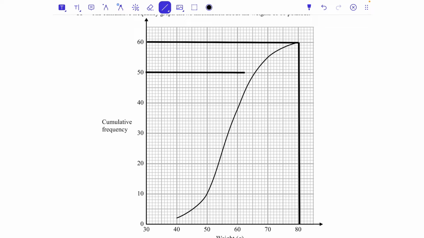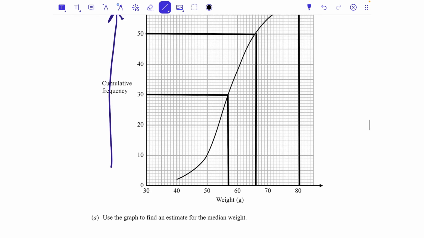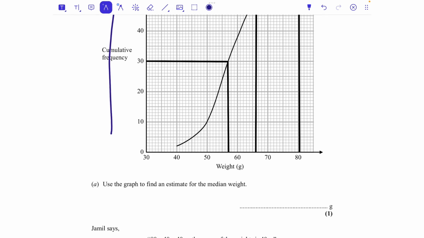The weight of the 50th potato would be 66 grams, and so on. So the potatoes are all in order, going from the smallest potato to the biggest potato. We want to know the weight of the median potato, which is going to be the middle potato, which is going to be between the 30th and the 31st, but I'm going to read across at 30 because it's a graph, so we don't mind if we just read halfway, that's fine. And that would be 57. So I would say the median weight is 57 grams.